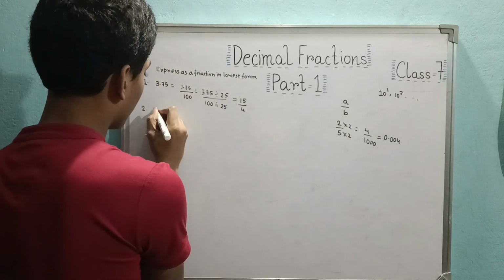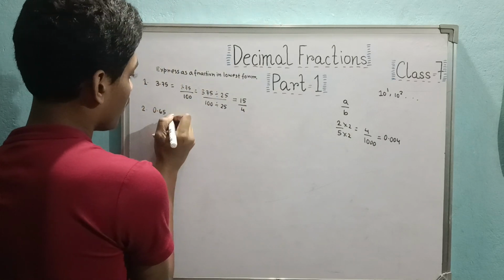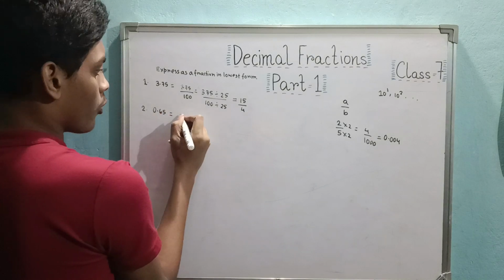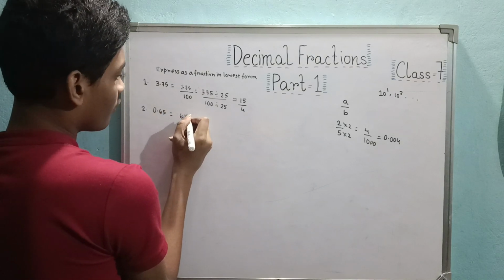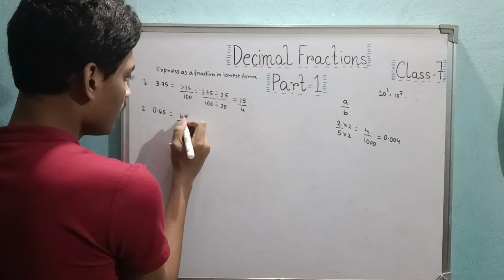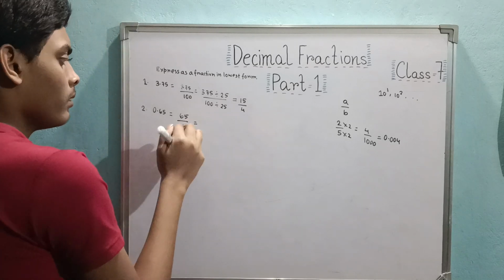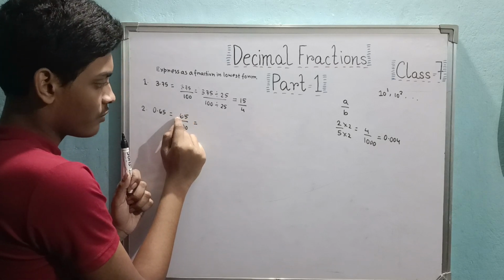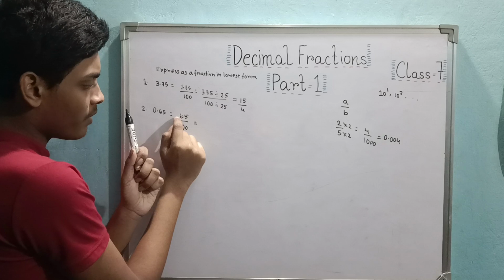0.65. Now again, there are 2 places after this decimal point. So 2 zeros. 65 by 100. See, after 65, 2 zeros are there. So from this side, after 2 places, point will be placed. So beside 6, point will be placed.